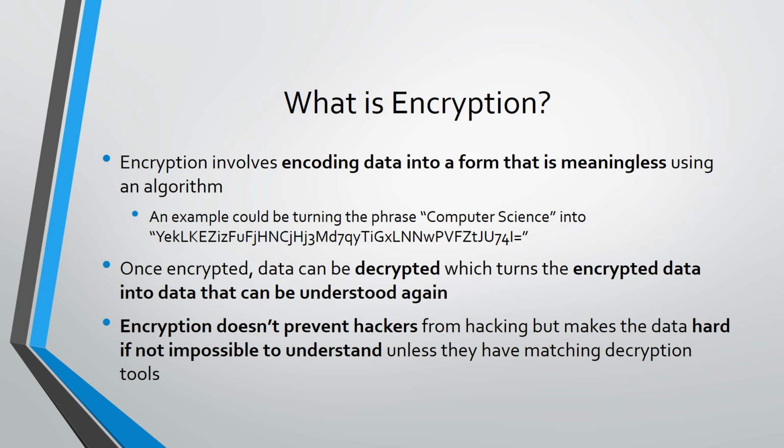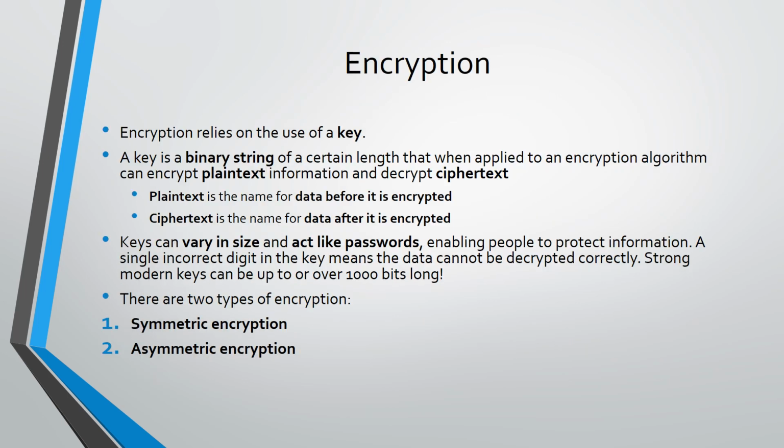But why we do encryption? Encryption is done to prevent hackers to steal our data. Encryption relies on the use of a key. There must be some key जिसको apply करने के बाद हम लोग एक cipher text generate कर सकते हैं. So a key is a binary string of a certain length that when applied to an encryption algorithm can encrypt plain text information and decrypt cipher text.